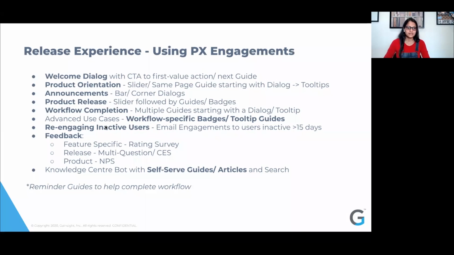And then lastly, this is really best practice around if you were to use in-app engagements, if you were to do a release announcement, the recommendation of, hey, use a slider followed by a guide. If you were doing some kind of another important announcement, use a bar or a dialogue, centered to the corner of your page. If you were to do an orientation of your product, use a slider or use the same page guide, starting with a simple dialogue, followed by tooltips.